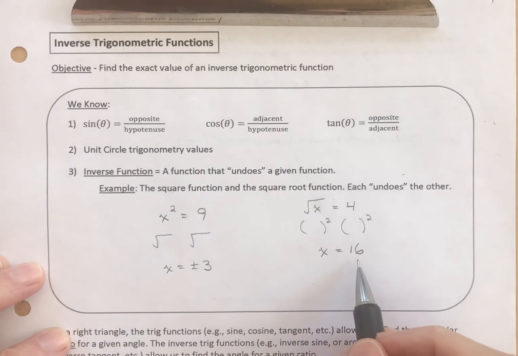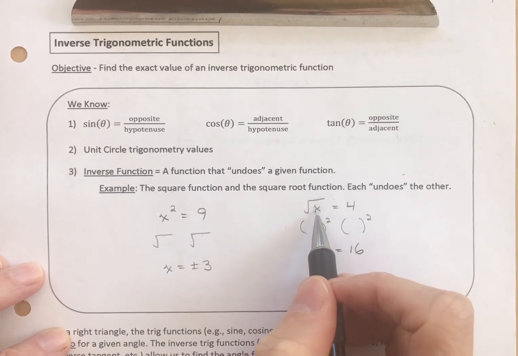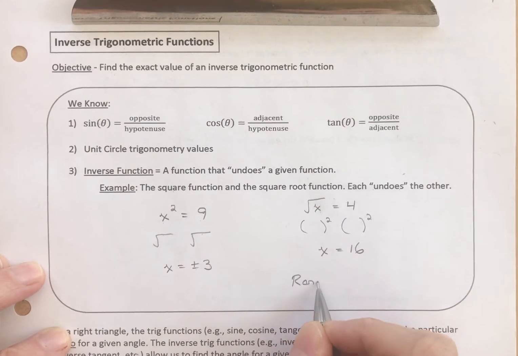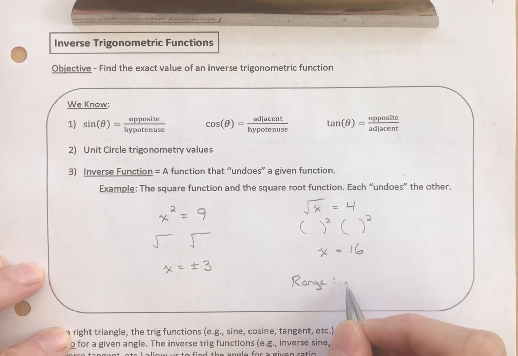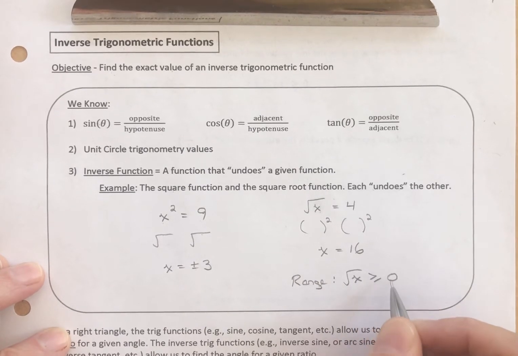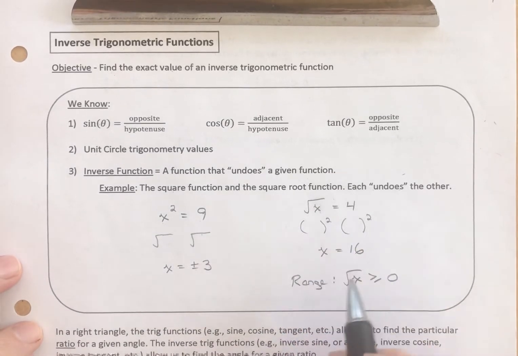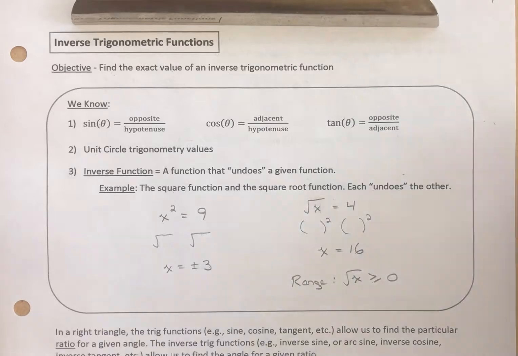I do want to point out one thing here. Recognize that the square root function is a bit restricted. We're going to talk about its range, what comes out. This is a positive square root, and its range, what's going to come out of that, is always going to be positive or 0, so greater than or equal to 0. So the square root function has a range of greater than or equal to 0. This is going to come into play with our sine, cosine, and tangent inverses.